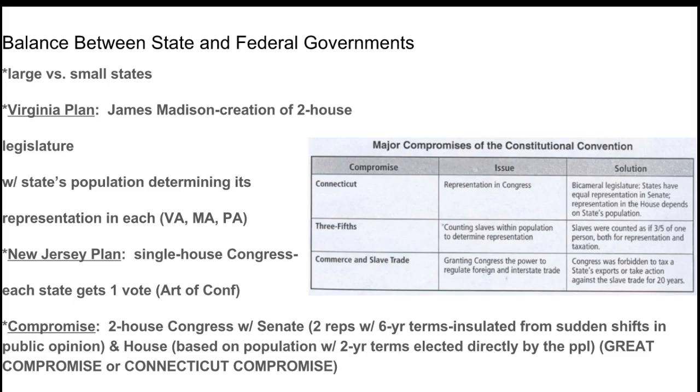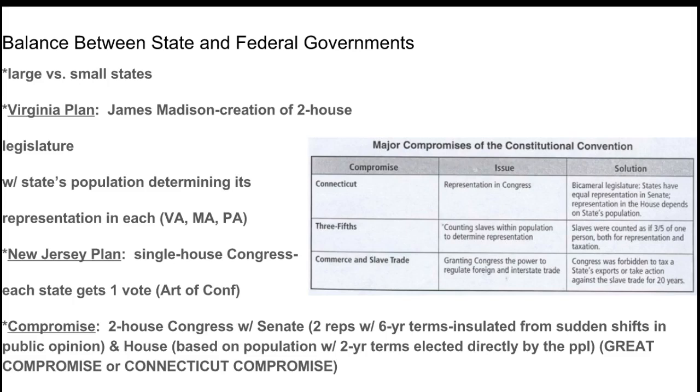Well, that didn't work too well for the people of Virginia and these bigger states because they had a lot of people. It's not really fair for Rhode Island, who has very few people, to have as much power in the Congress as Virginia does, and they have many, many more people. So you have these issues. You have the Virginia Plan, which is James Madison's idea of a two-house legislature, which helps this situation.